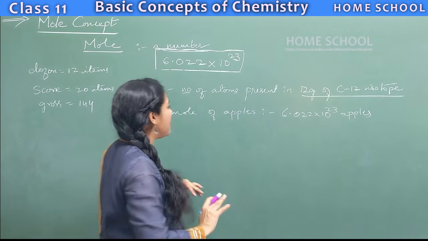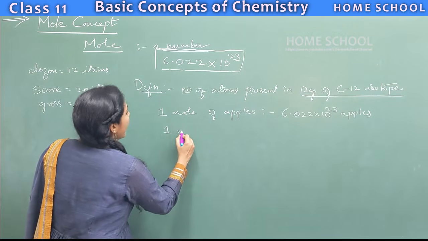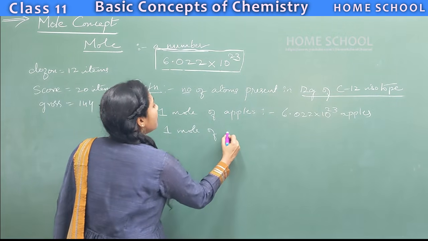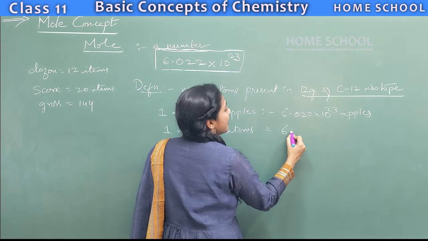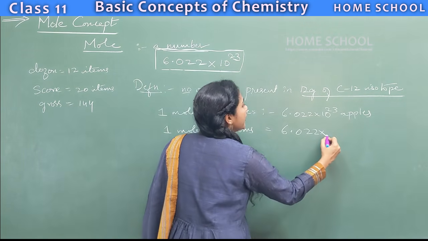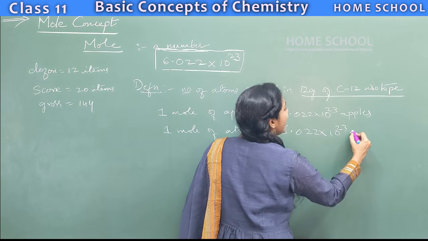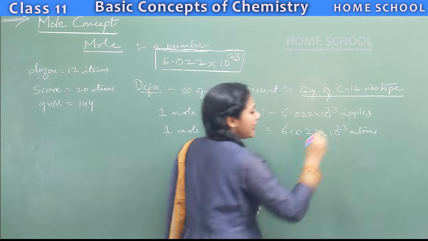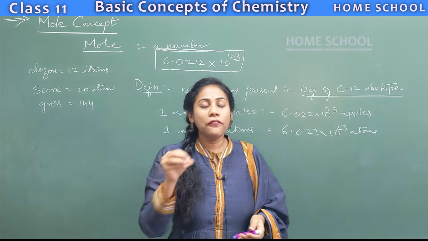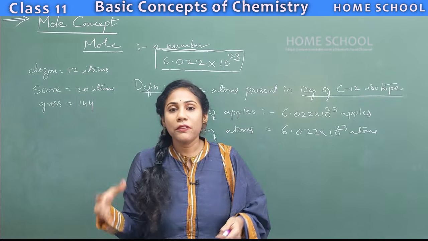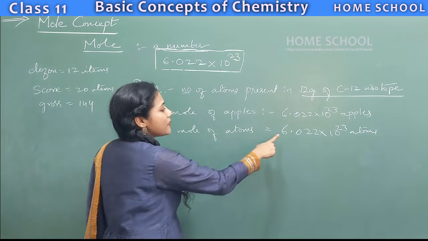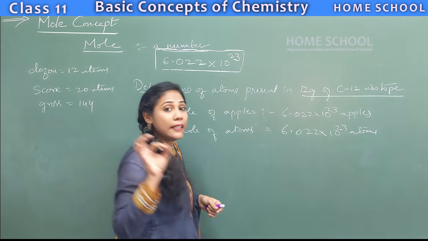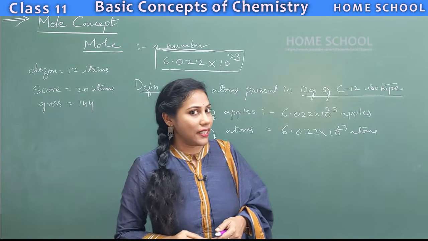Similarly, let me come to the chemistry part now. Whenever I say 1 mole of atoms, what do you mean by 1 mole of atoms? It is 6.022 × 10^23 atoms. Say the moment I say I took 1 mole of oxygen atoms, what do you mean by 1 mole of oxygen atoms? It is 6.022 × 10^23 oxygen atoms.